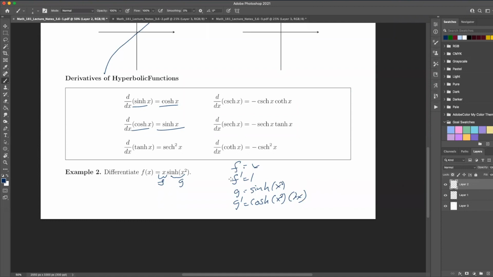Let me put it all together. We'll have F G prime plus F prime G. So x times G prime would be 2x squared hyperbolic cosine of x squared, plus 1 times G, so hyperbolic sine of x squared. It should be F G prime plus F prime G.